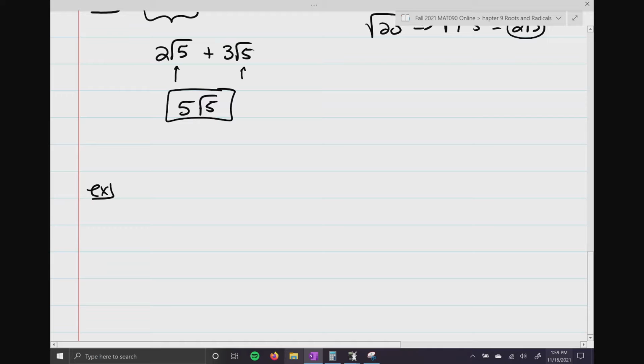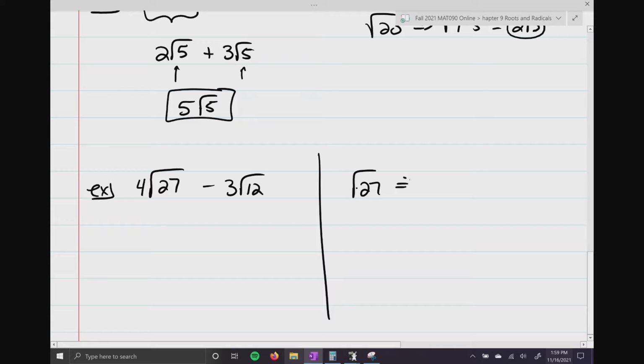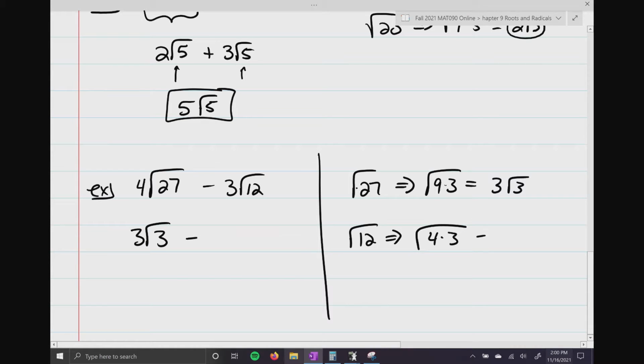So how about 4 times the square root of 27 minus 3 times the square root of 12? Well, off to the right-hand side, let's break down these square roots. So this is going to be 9 times 3, which is 3 square root of 3. Minus, now, this second one, we got to be careful. You'll see why in a second. Square root of 12 is really 4 times 3, which is going to be 2 square roots of 3.